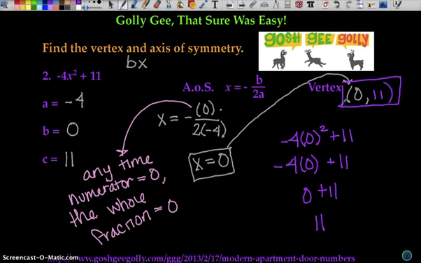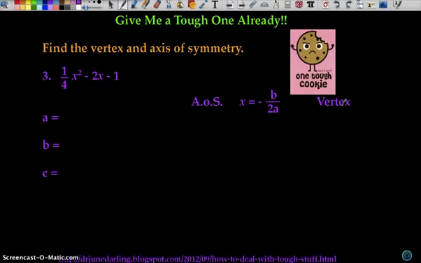See, you guys have totally got this, right? Okay, well, I'm stepping it up. Are you even ready for this? I know you want a tough one, so here you go. Now, this time, A is a fraction. Oh my gosh, what?